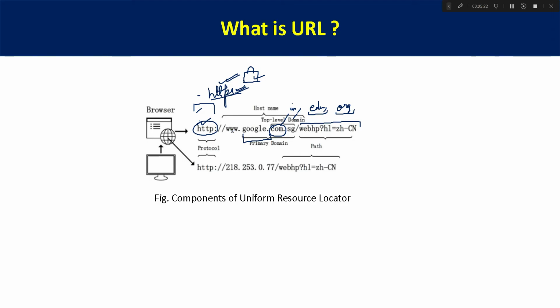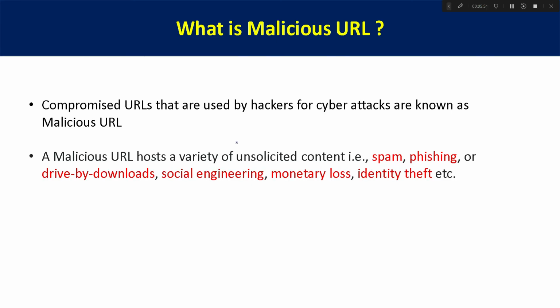We all know that every domain name is internally mapped to an IP address, right? Most of the time, malicious URLs consist of only IP addresses. So we should be very careful while visiting these types of websites, because websites based only on IP addresses are mostly traps or malicious websites. Now we come to the part: what is a malicious URL?